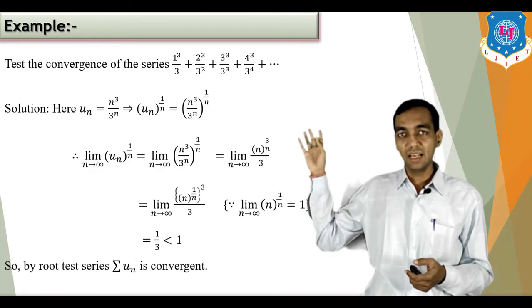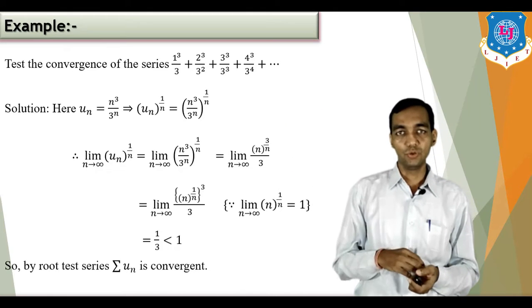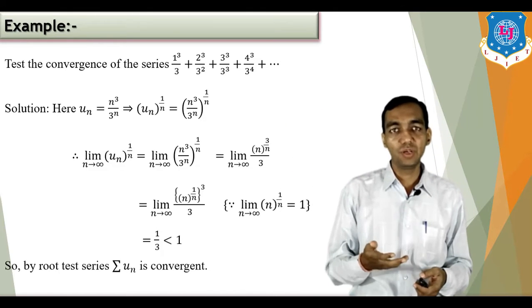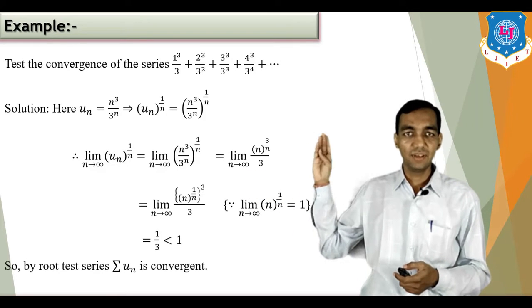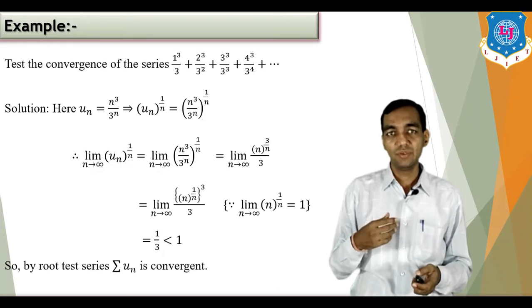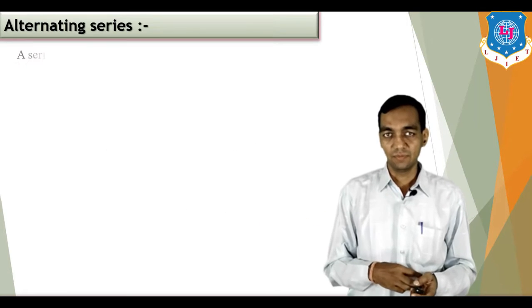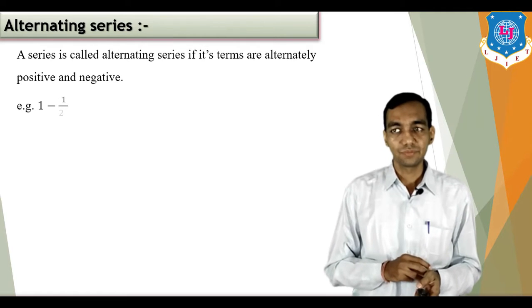Now we are writing n raised to 3 by n in the form of nth root of n whole cube, because we are aware of the limit of nth root of n. Now nth root of n, where n tends to infinity, has a value 1, so it will be 1 cube divided by 3, so that will be 1 by 3, which is less than 1, and therefore your series is convergent by root test.